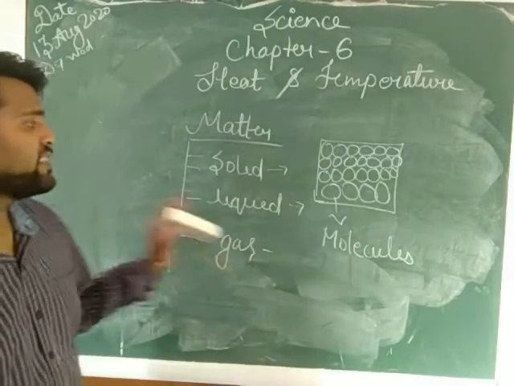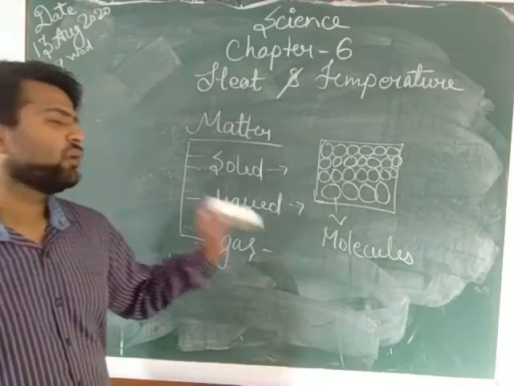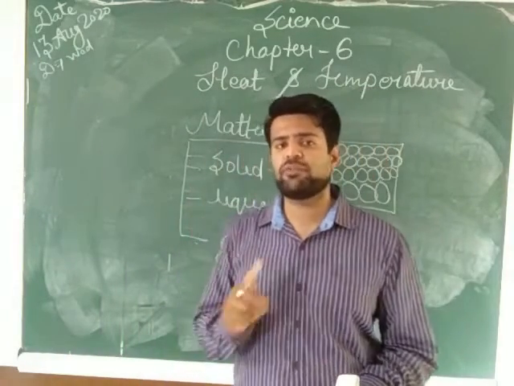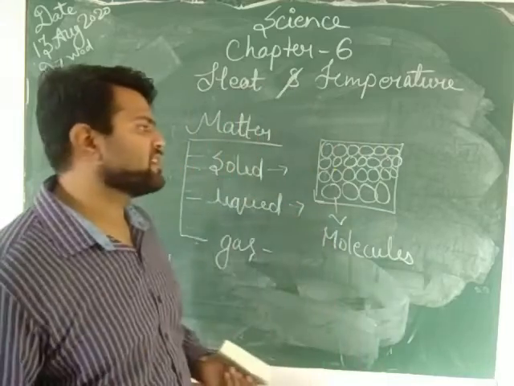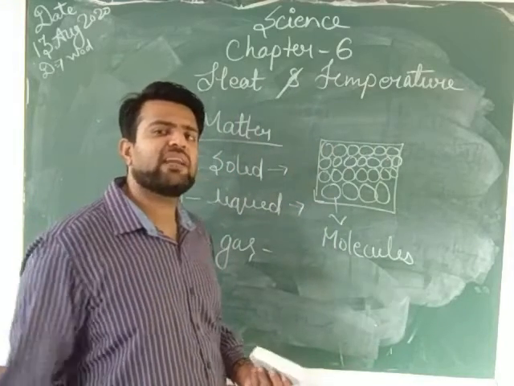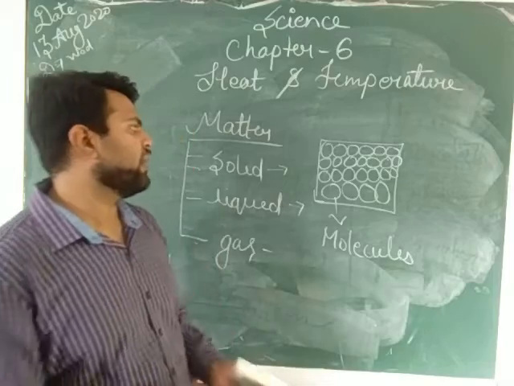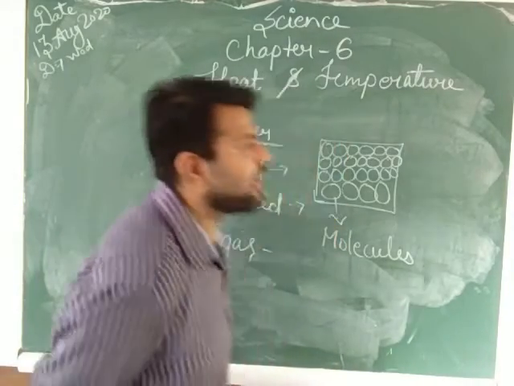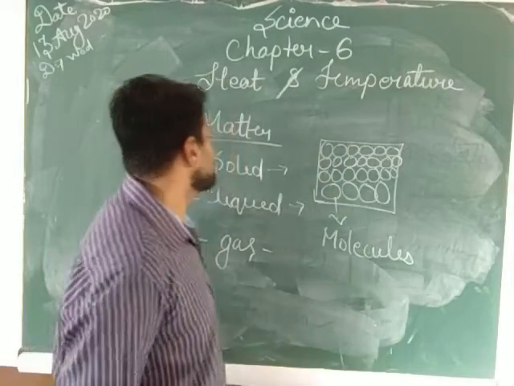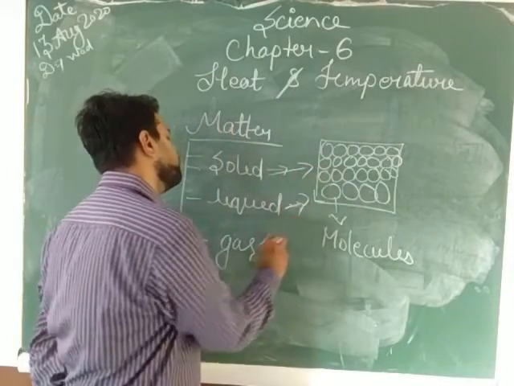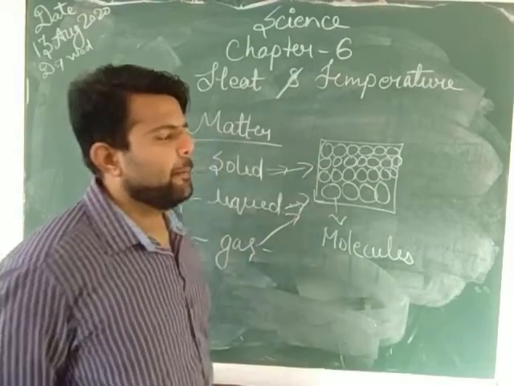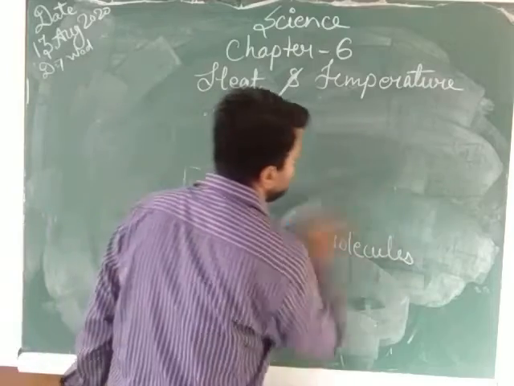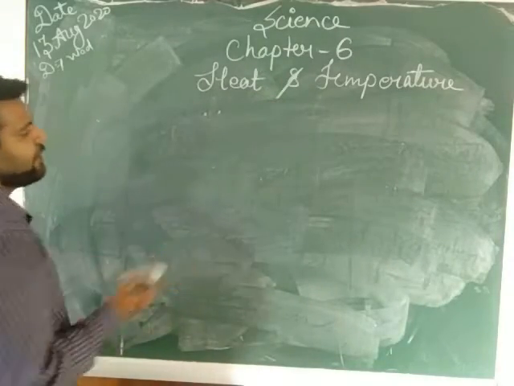We have already studied this in chapter number 4. What is a molecule? What is an atom? Atom is the most stable and smallest particle of an element, and by combining two or more atoms, molecules are formed. When two or more atoms are combined, they form a molecule. So every matter is made up of molecules. Got this? Every matter is made up of molecules.